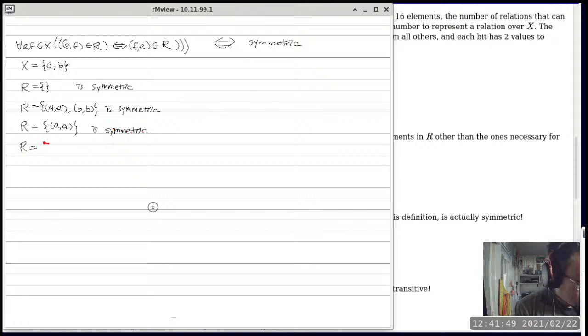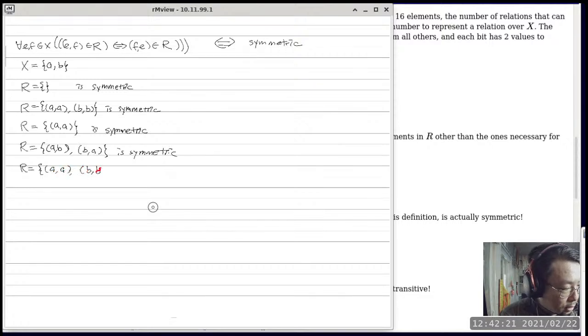Let's try another one. It has AB and BA in it. So is this one symmetric? It is symmetric. All right, let's take a look at one more. We got AA, BB, and then just AB. How about this one? Is it symmetric?